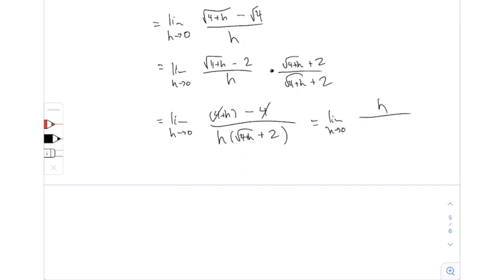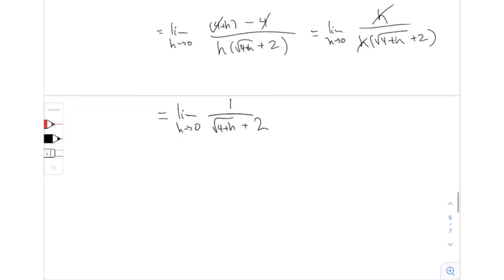So I'm going to write out that intermediate step. I end up with this, and then the h on the top and the h on the bottom will cancel, like so. What remains is just 1 over square root of 4 plus h plus 2. And now, finally, we can do the limit by plugging in h equals 0. And what we get is 1 over square root of 4 plus 2, which is 1 over 2 plus 2.